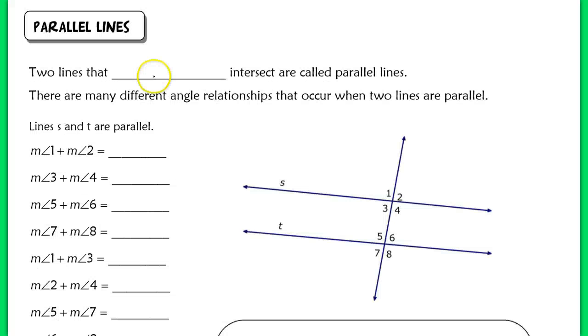Okay, two lines that never intersect are called parallel lines. Now when you see a diagram of parallel lines, you're going to see two lines that look like they don't intersect, and then you'll see little arrows attached. So this shows that these lines are parallel to each other. Okay, so for example, if I saw a diagram like this.